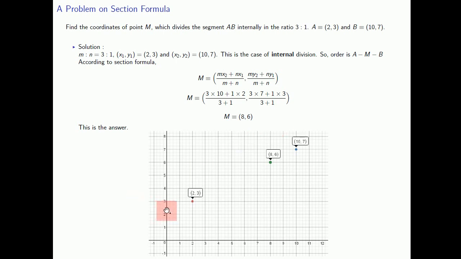So I have plotted the points. This is point A, 2, 3. This is point B, 10, 7, the blue dot. And this green dot is the point M. So if you calculate the distance between this red dot and green dot, and the distance between green dot and blue dot, and take the ratio, you will get 3:1. Let's verify it.